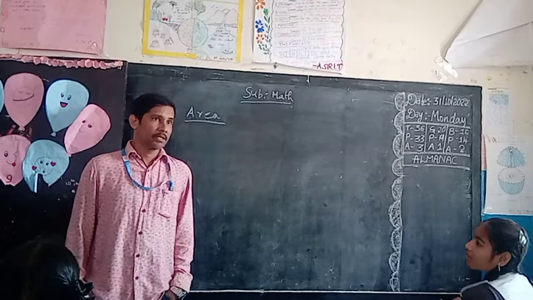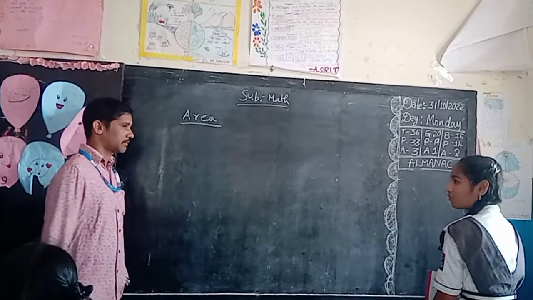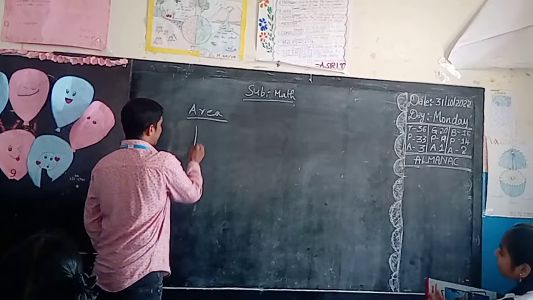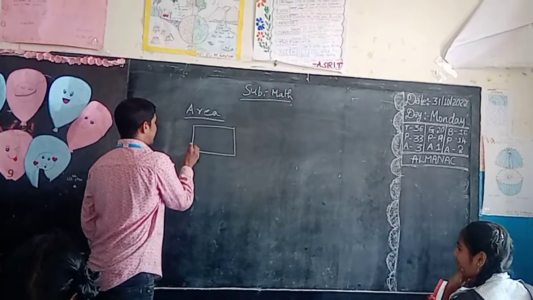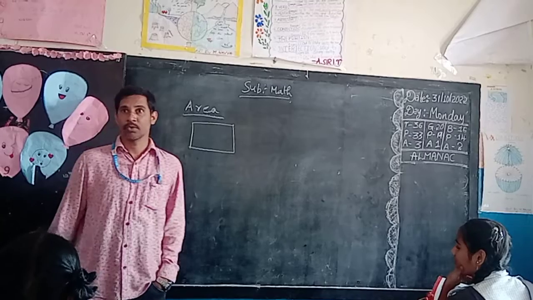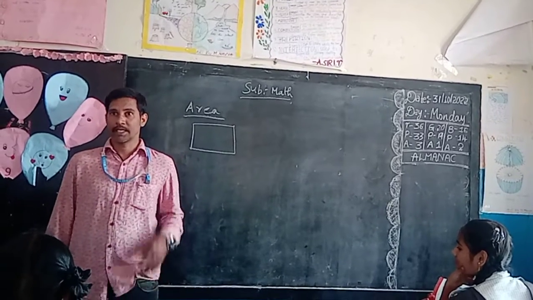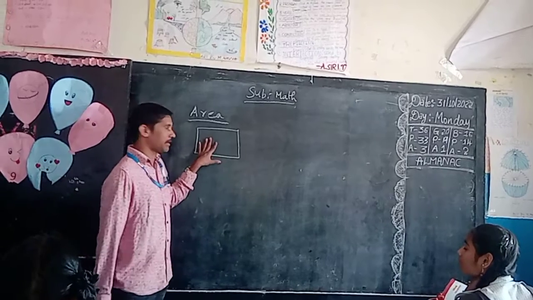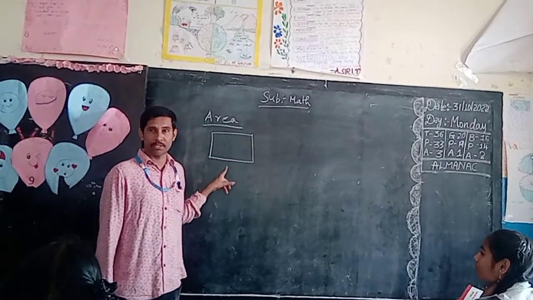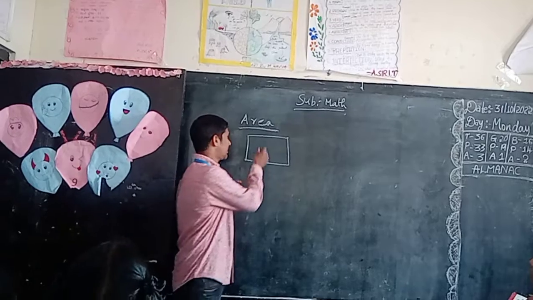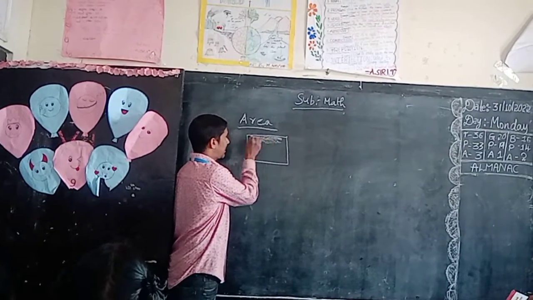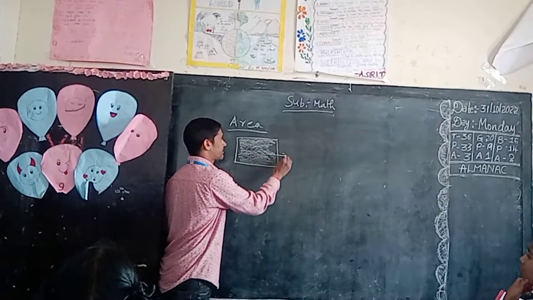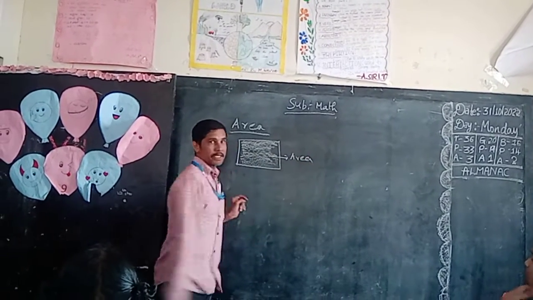No one? Yes. The space between the boundaries is known as area. Area means nothing but the space bounded by a closed figure. The region bounded by the closed figure is called area. Suppose here I draw one closed figure. Is it a closed figure? Yes. So whatever region is inside that closed figure is called area.